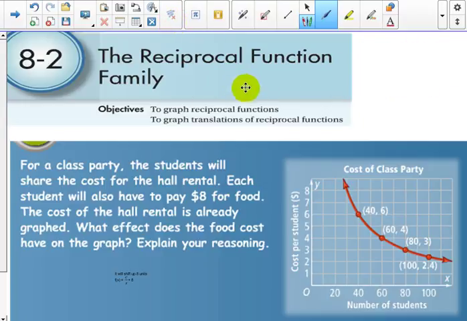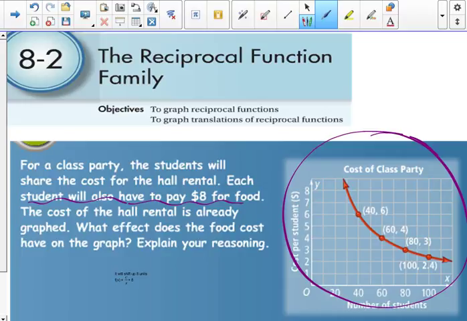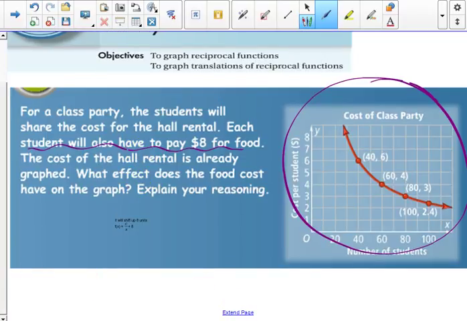So let's look at the lesson opener. For a class party, the students will share the cost for the hall rental. Each student will also have to pay $8 for food. The cost of the hall rental is already graphed. So here's the graph of the cost per student of the hall rental. What effect would the food cost have on the graph? And explain your reasoning. So I've blown this up.